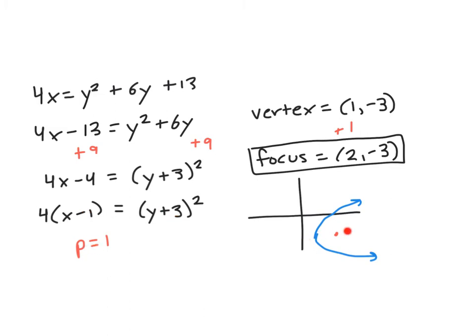Now, since I'm moving to the right to get to my focus, I'm going to add 1 to my x value because the x value represents horizontal movement. Of course, you can always sketch out a graph to kind of help you visualize this better.